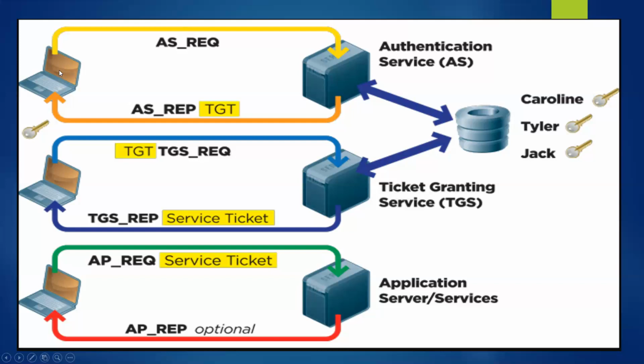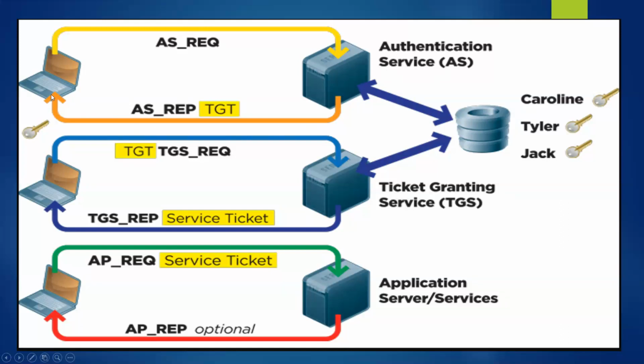Now, when Caroline issues a request to connect, that request hits the authentication server. The authentication service looks her up inside the database. If it confirms the password, it responds with a ticket granting ticket. Now, this ticket granting ticket is not sufficient to gain access to the application server.